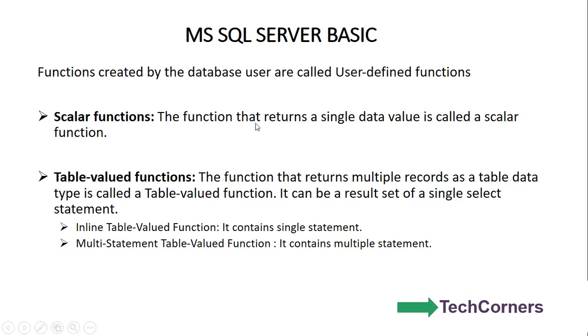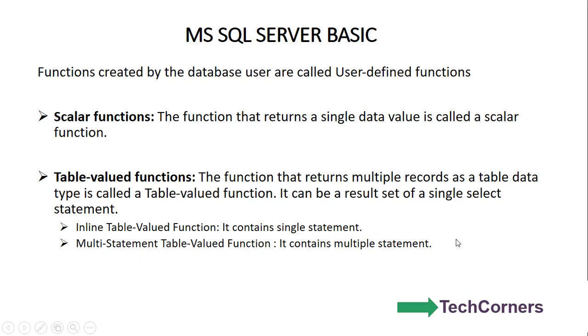The function that returns a single data value is called a scalar function, whereas the function that returns multiple records as a table data type is called a table valued function. It can consist of a single select statement. If it contains a single statement, we call it an inline table valued function; where it contains multiple statements, we call it a multi-statement table valued function.